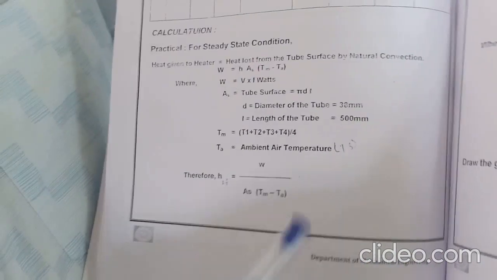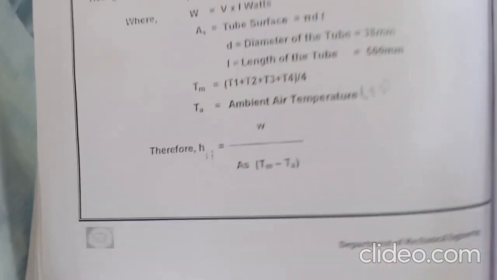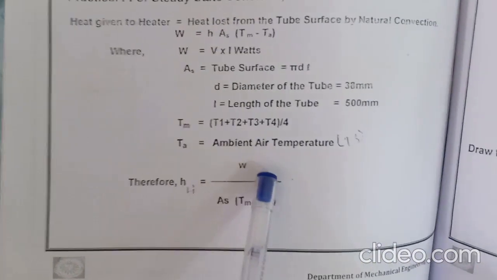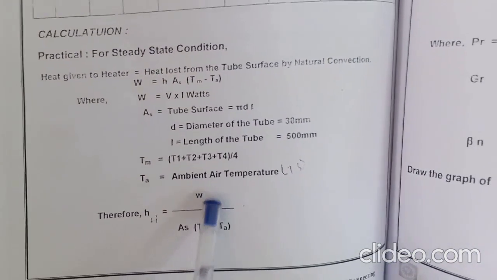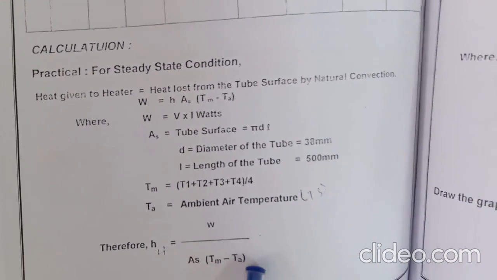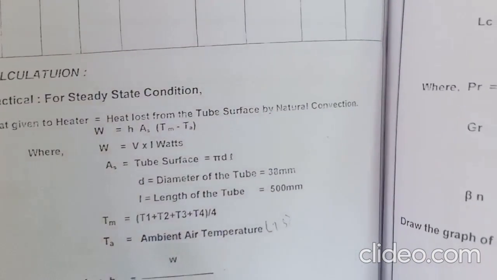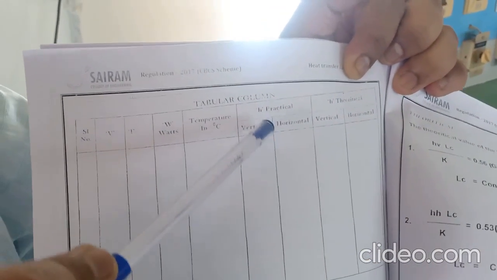And Ta is the ambient temperature, so we consider 30 or 27 depending upon the climate. This is the modified expression for the heat transfer coefficient: W, which is the heat energy Q, divided by A (Tm minus Ta). Substitute all these values and you will get the H value. It is the practical value when it is positioned vertical. Similarly, for the theoretical value, we have to find the heat transfer coefficient.